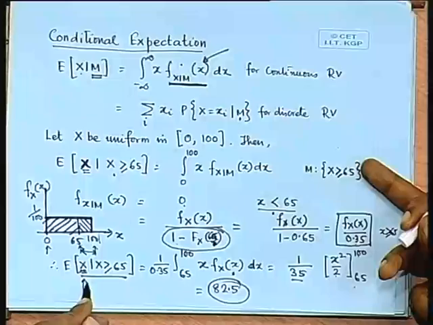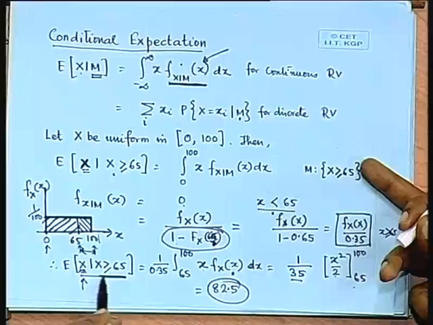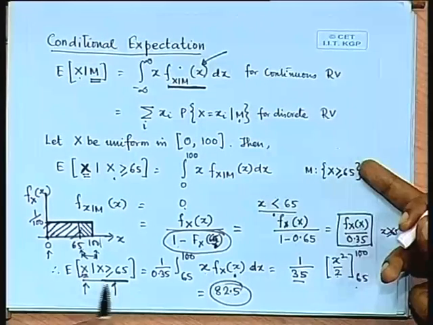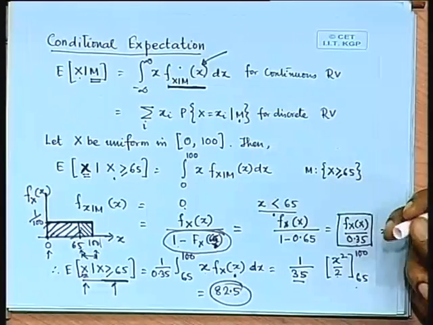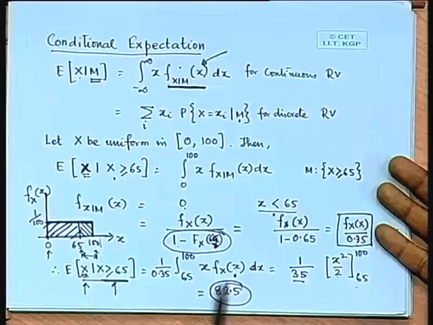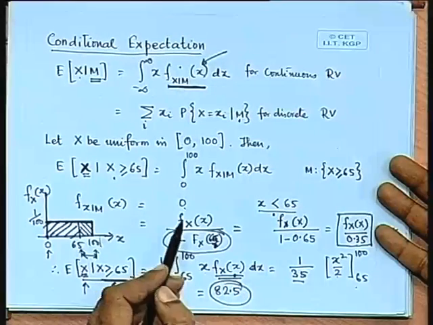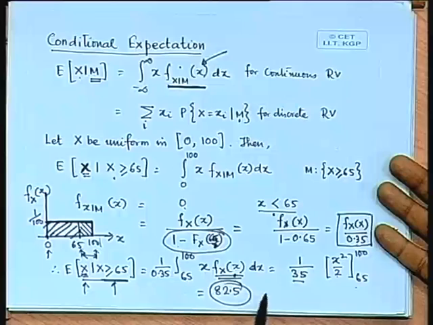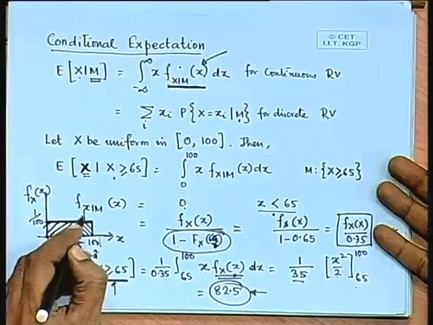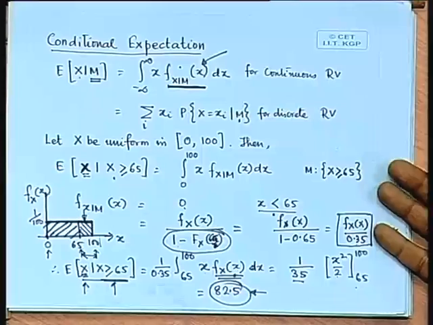So that is going to be the expected value of x when x is greater than 65 already given. So it is the conditional expectation of x given x greater than 65, and then if we just put this conditional density function, then what we will get is nothing but 82.5, which is nothing but the midpoint between 65 and 100.